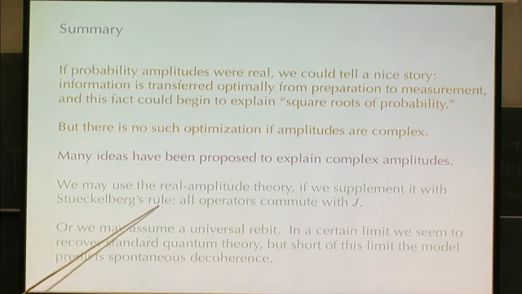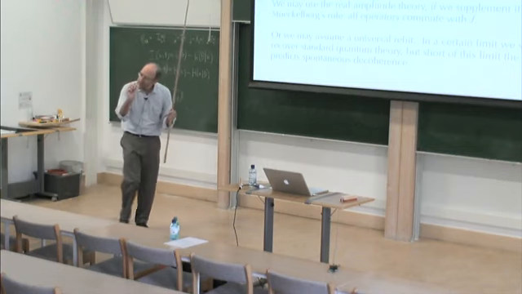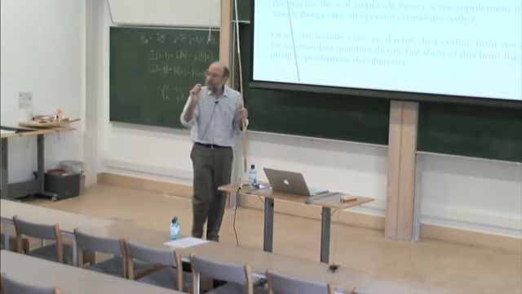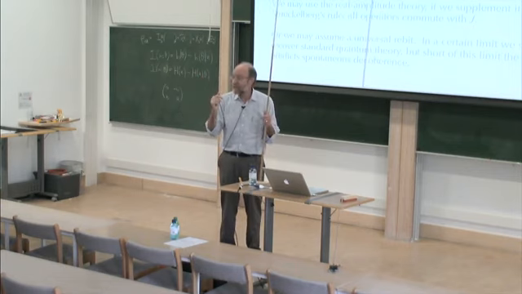You can either do what Stueckelberg did and impose a restriction on all operators, or you can do what we've done, which is to assume this universal rebit. And in a certain limit, we do seem to recover standard quantum theory. But if you stop short of that limit, you get one particular effect, which is the spontaneous decoherence. Everything would decohere.